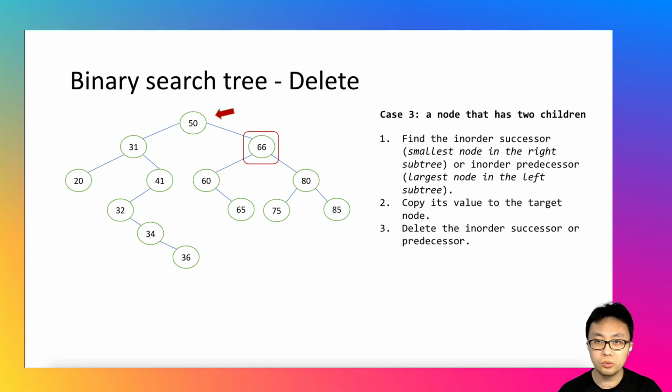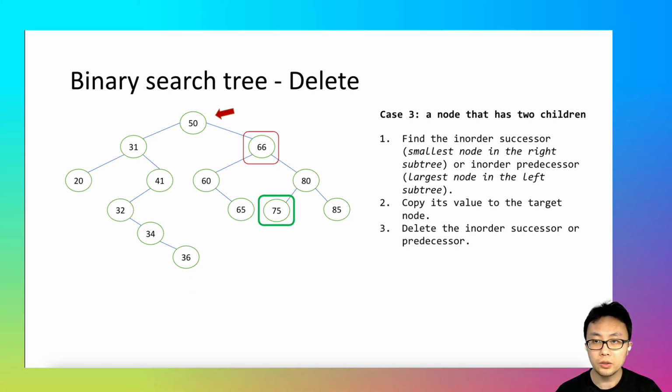This node has two children, so it's a case 3. Following these steps, the first thing that we do is get the value from its in-order successor or predecessor. For example, its in-order successor is the node 75. The node 75 is the smallest node in the right subtree.